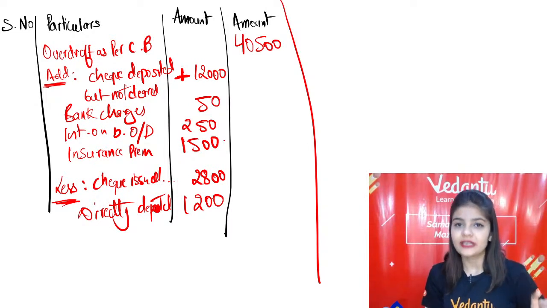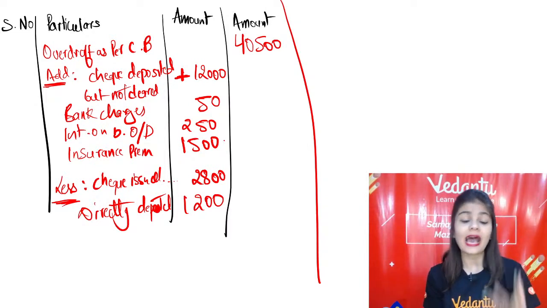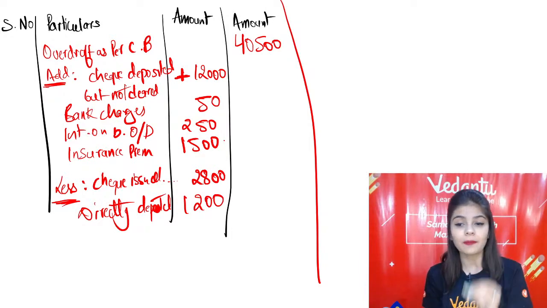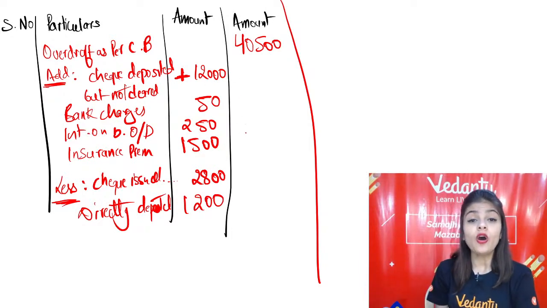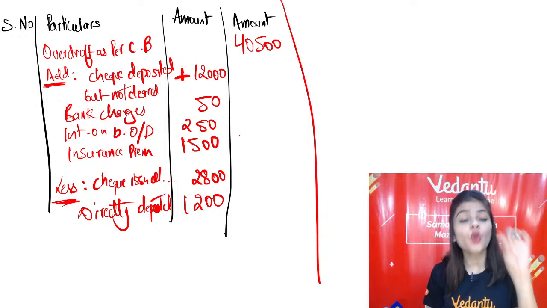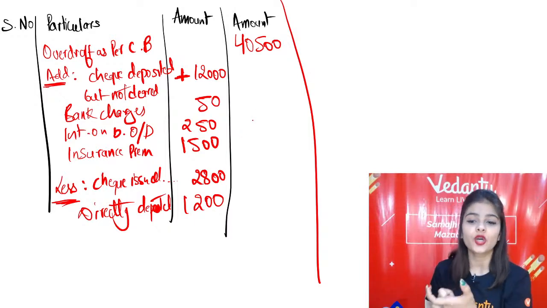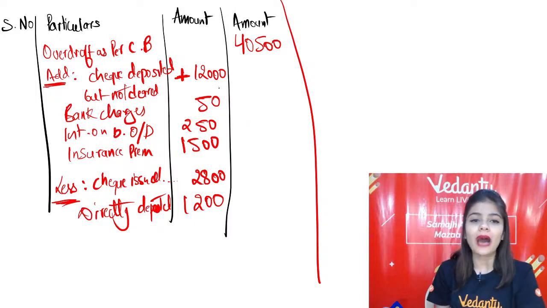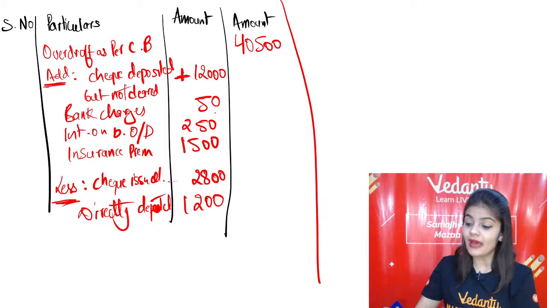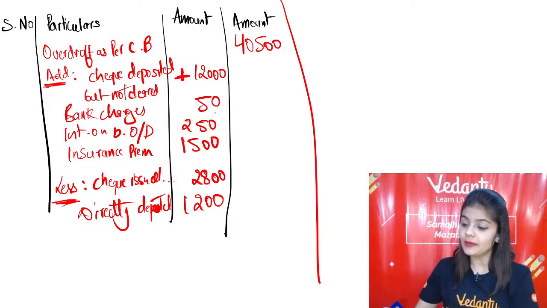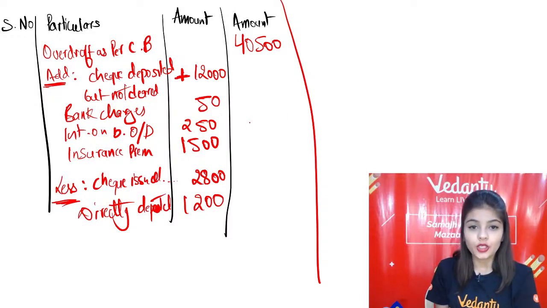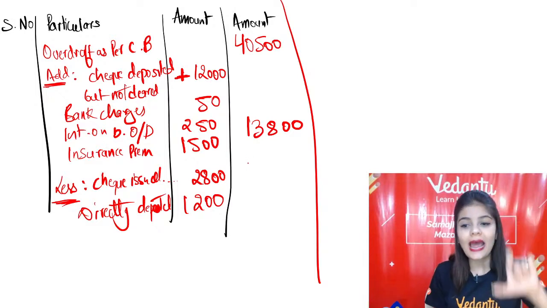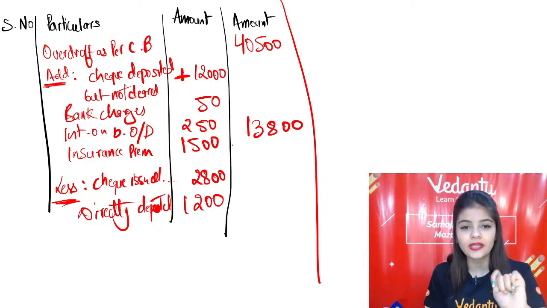Now we have written down all the add items and all the subtract items. So now you will write the total of add in the outside column. अब हम total amount बाहर लिखेंगे. So 12,000 plus 300 plus 1500. You will add, 13,800. जो total add का आया वो 13,800 आया.